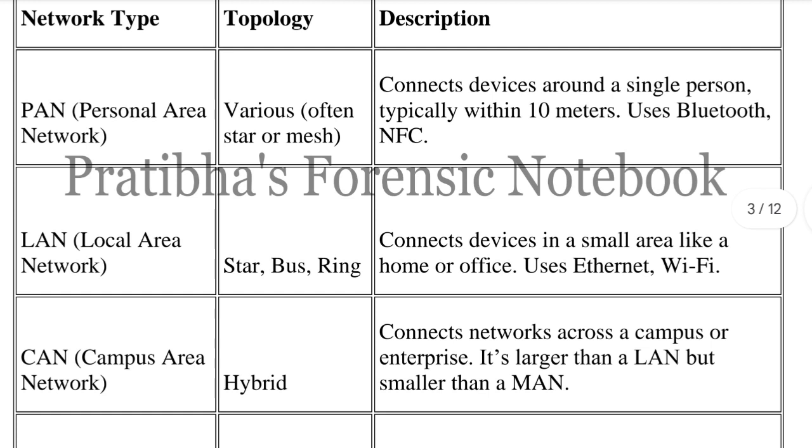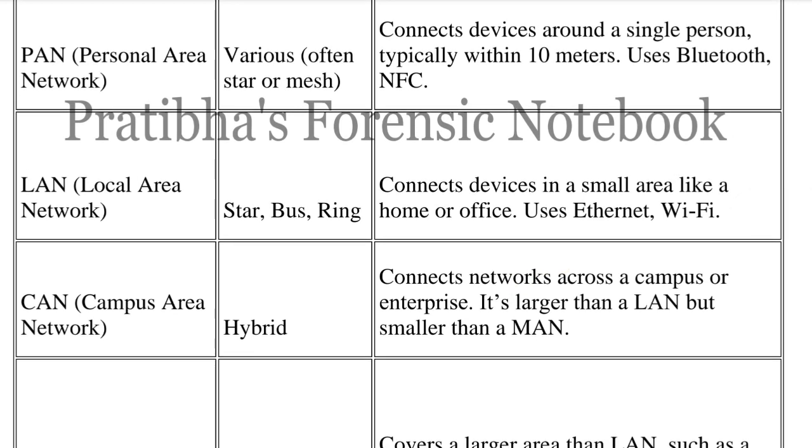Now, local area network. A LAN connects a small group of computers within a limited geographical area, such as a building. For example, in a local area we can connect through Ethernet or Wi-Fi, and it uses star, bus and ring topology. The next one is CAN, the campus area network. A CAN connects multiple LANs within a limited geographical area, such as a university campus or corporate office park. It is larger than a LAN but smaller than a MAN, and it uses hybrid topology.